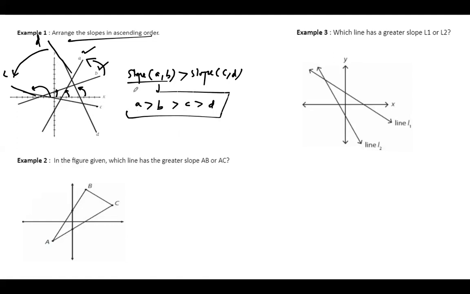So can I say A is greater than B is greater than C is greater than D? But the question says arrange the slopes in ascending order. So your answer will be D less than C less than B less than A.